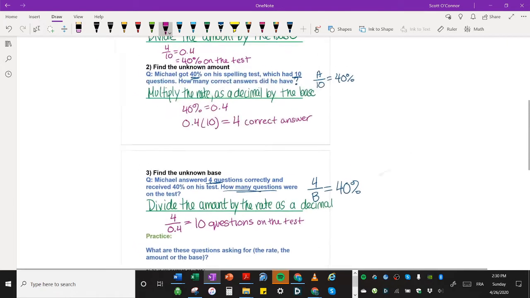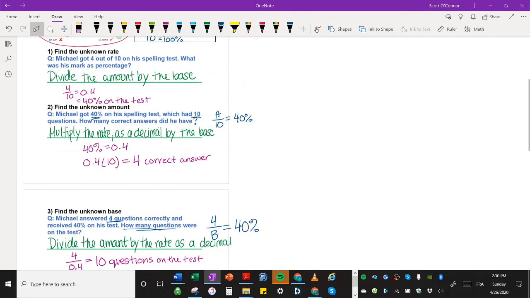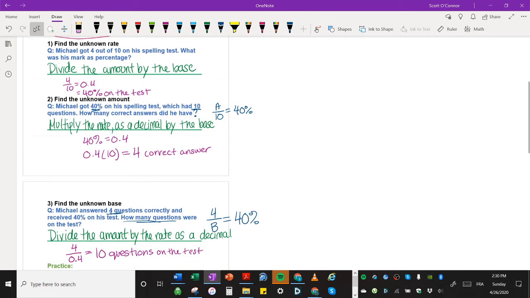Okay, so you have the 3 kinds of problems and the 3 methods for solving them. If you're trying to find the unknown rate, you divide the amount by the base. If you're trying to find the unknown amount, you multiply the rate as a decimal by the base. If you're trying to find the unknown base, you divide the amount by the rate as a decimal. Those are the 3 kinds of questions you need to be able to answer, and those are the 3 methods for solving them.